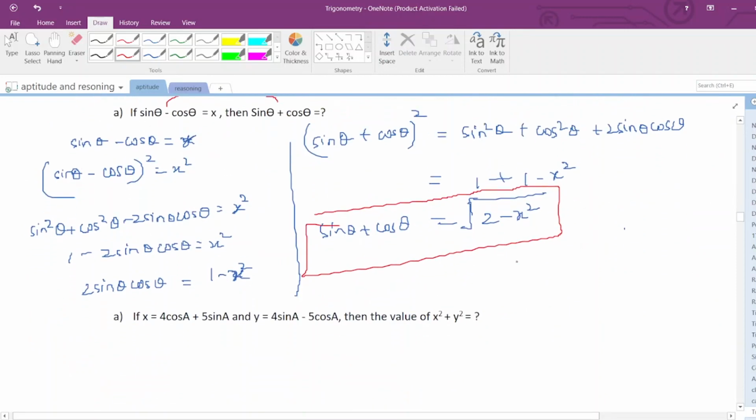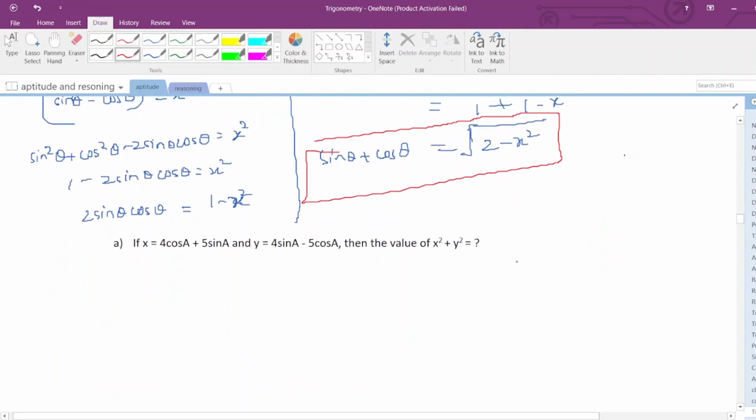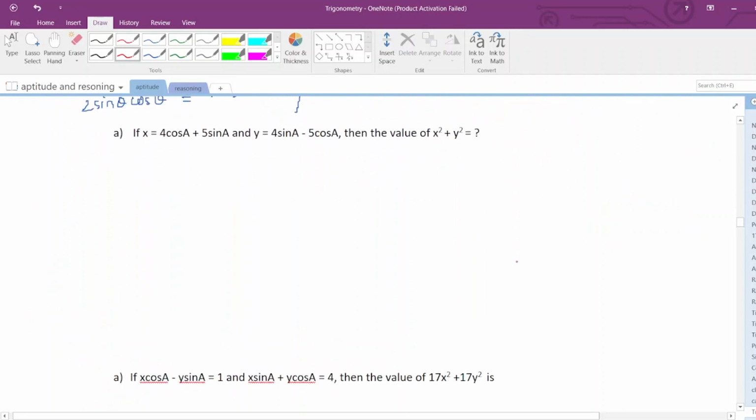So please make a note of this formula also. Okay, now I'm moving to the next one. If x is equal to 4 cos a plus 5 sin a, then y is equal to 4 sin a minus 5 cos a, then the value of x square plus y square is what he is asking. Basically, note this down first.